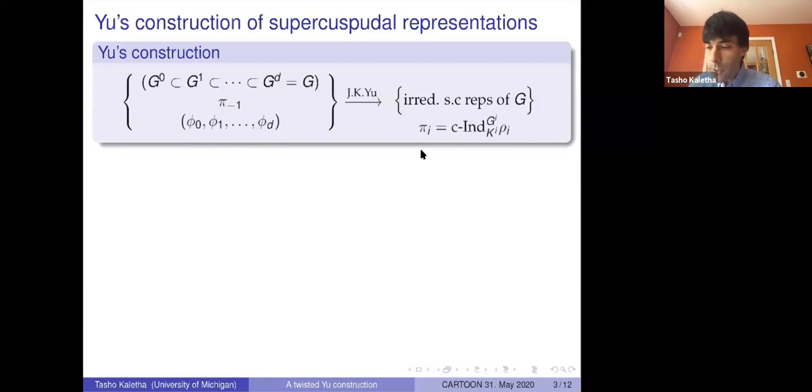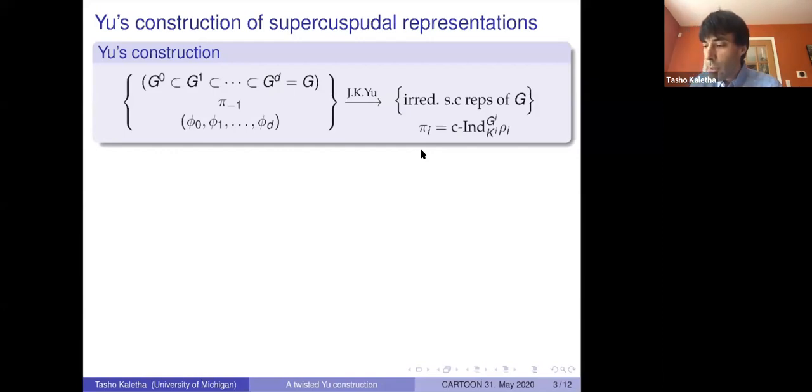In fact, not just a single one, but one for every member in this tower. Usually we're interested only in the group G, which is the last member of the tower, and so the resulting representation will be pi sub d, but in fact we get a representation for every member in the tower. And I'm not going to say anything about how the construction works. I'll be happy to discuss this later privately if people are interested.